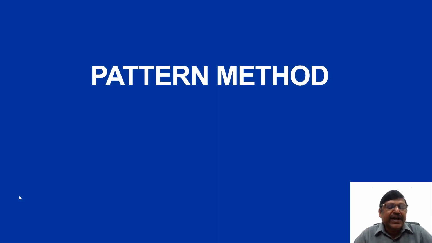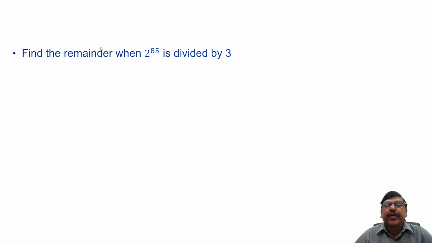What is pattern method? As the name suggests, we have to identify the pattern between every combination of numbers. So let's start with an example. Find the remainder when 2 power 85 is divided by 3. So we have to identify powers of 2 divided by 3. What are the remainders? What is the pattern they follow? We'll obviously start from 2 power 1.